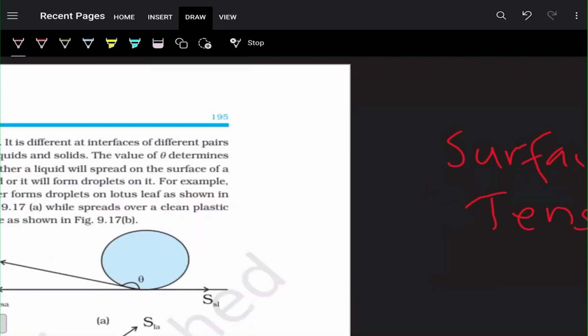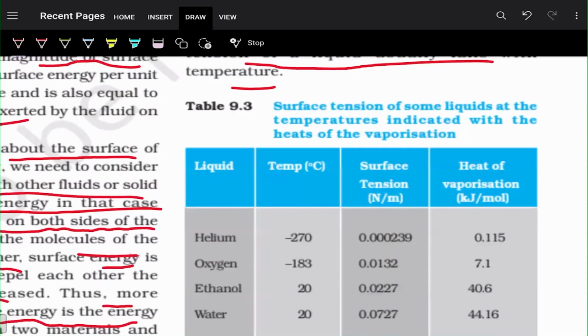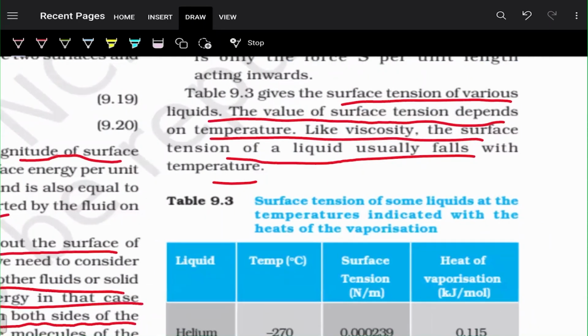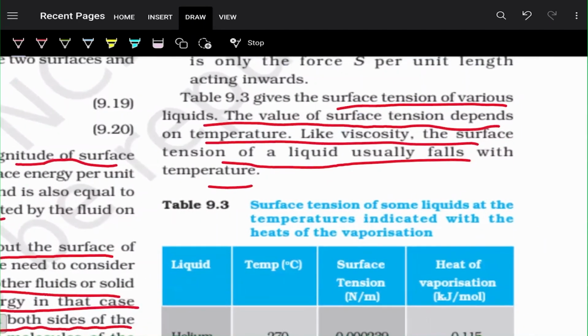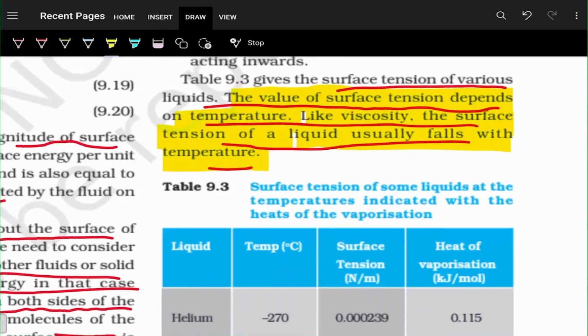What has NCERT clearly given? See, look. The value of surface tension depends on temperature. Like viscosity, the surface tension of a liquid usually falls with temperature. So the value of surface tension depends on temperature. Like viscosity, the surface tension of a liquid usually falls with temperature.